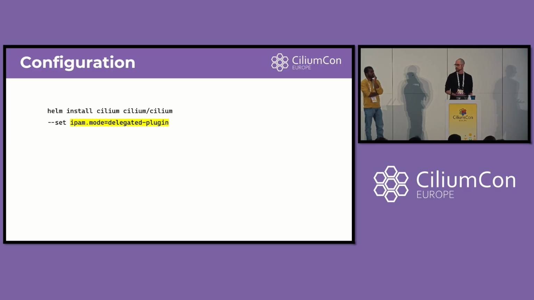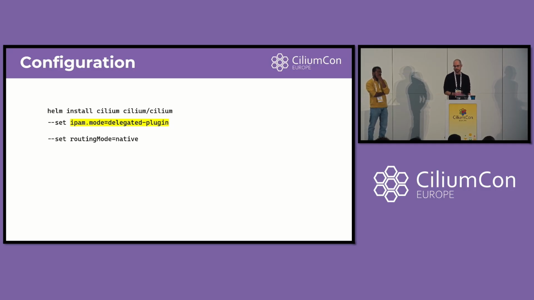So if you've installed Cilium before, you know that it's configured using Helm. And in this case, the relevant Helm value is IPAM.mode. If you set that to delegated plugin, that's what turns on all this delegated IPAM stuff. You really want to use this with routing mode native, because that's how you get those performance benefits that Tamilmani mentioned earlier.